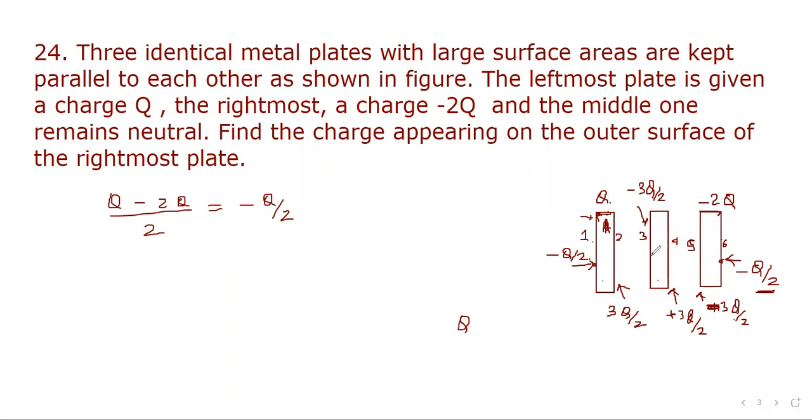Now, due to induction, opposite charge will be developed on face number 3, so that will be minus 3q by 2. And since this plate number B is neutral, so on the other side, there must be same charge but opposite. So it will be plus 3q by 2, hence it becomes neutral. And again, due to induction, here there will be opposite charge, that is minus 3q by 2. And here already minus q by 2 charge is there. So overall charge on the plate number C will be minus 2q. And our purpose was to get the charge on face number 6, and that is minus q by 2.